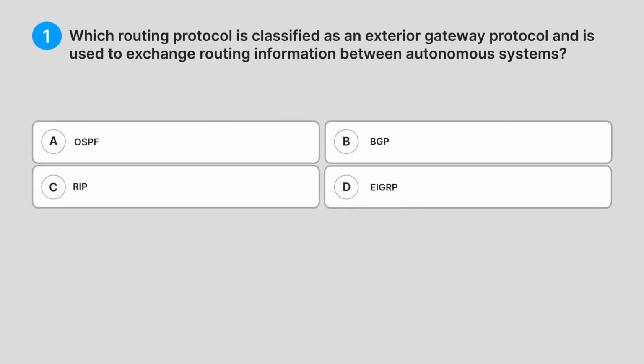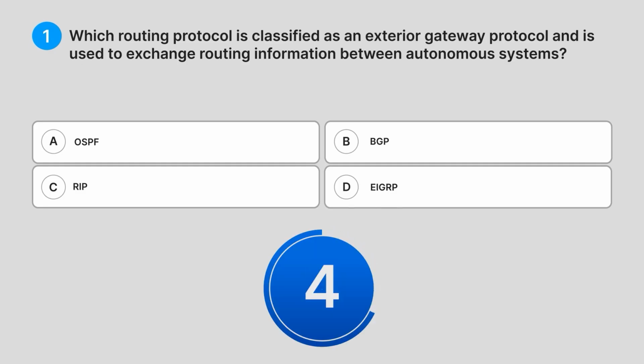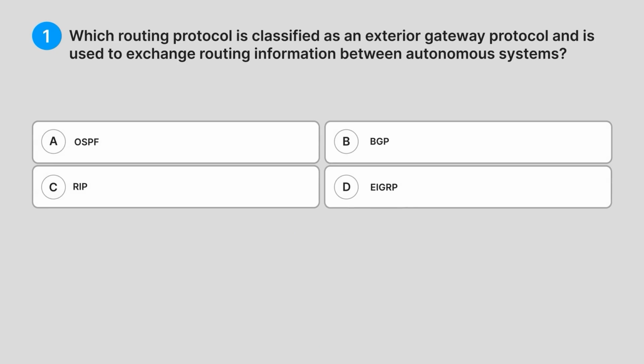1. Which routing protocol is classified as an exterior gateway protocol and is used to exchange routing information between autonomous systems? A. OSPF, B. BGP, C. RIP, D. EIGRP. Can you guess the answer? Correct answer, B. BGP.